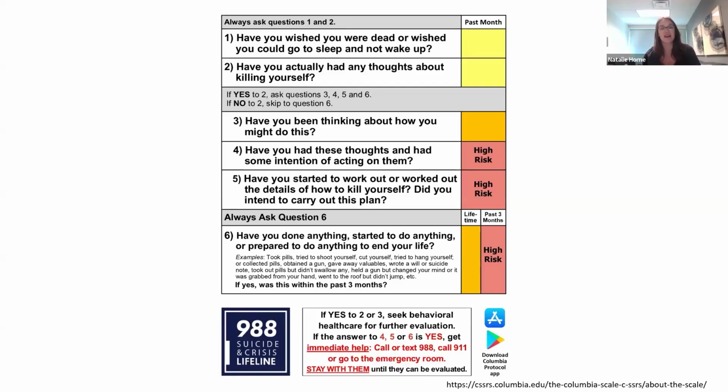And depending on how they rank, we know that we might need to seek emergency services or just give them those if they might be at moderate risk. But for us, we always make a crisis plan no matter what the risk level is, even if there's never been any sort of history of suicidal ideation or behavior.